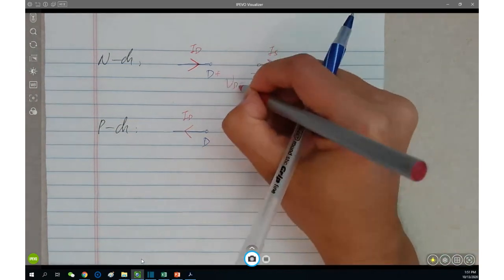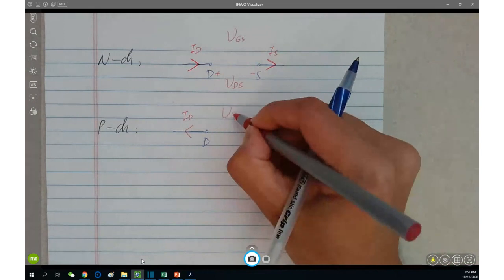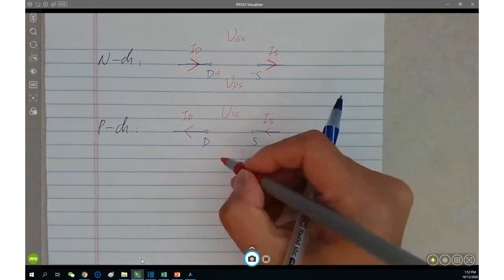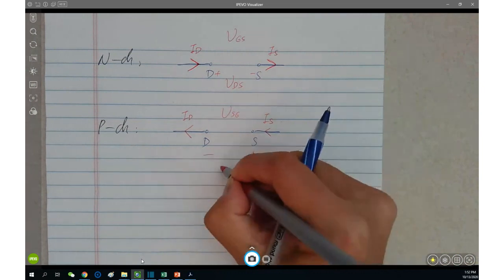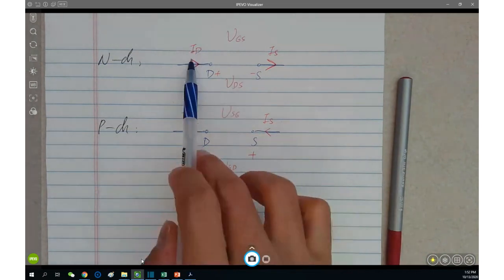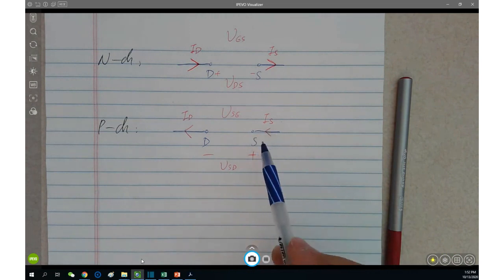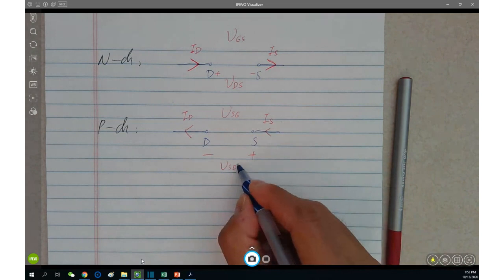Here, what we are talking about? VDS. And also we worry about VGS. For P-channel, what we worry about? VSG, not VGS. And also we worry about what? VSD. See the polarity flipped? Current direction flipped, subscripts as well. Everything flipped. Of course, it makes sense. Your current flows the other way around, and then your voltage, of course, definitely is flipped polarity. Otherwise, it makes no sense.